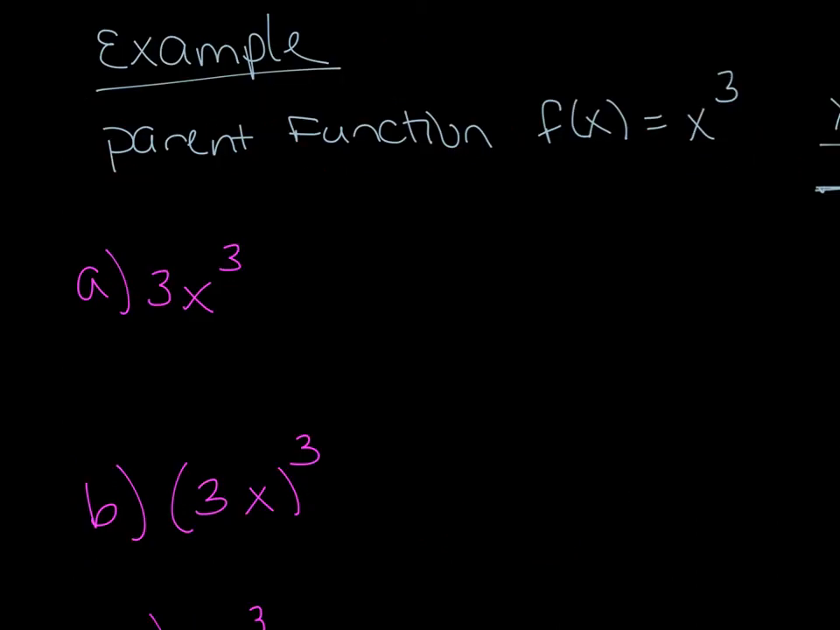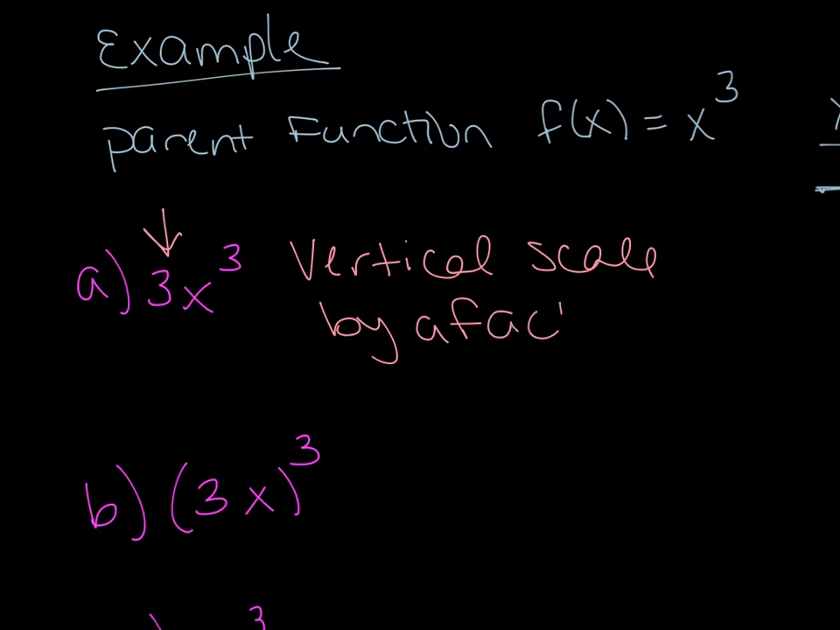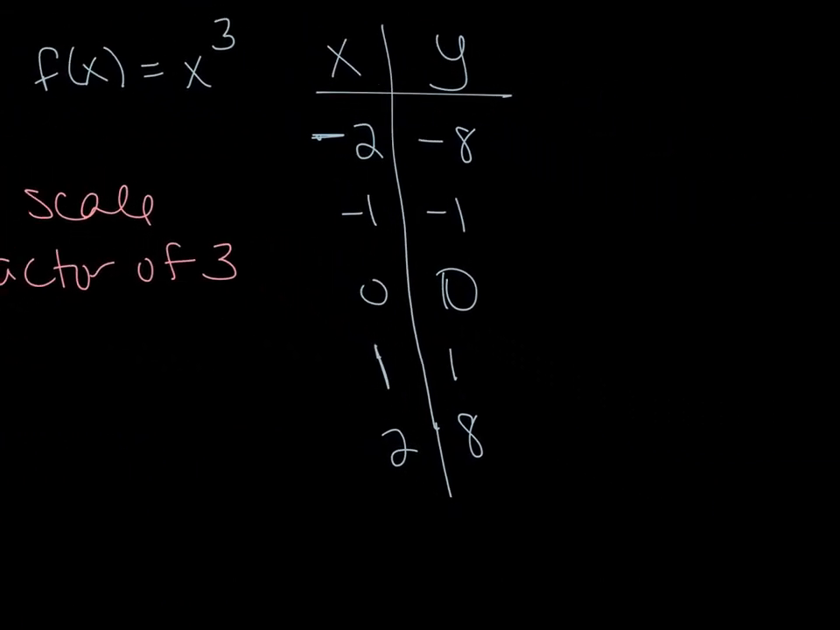So let's look at some examples and describe how these graphs are being transformed. The parent function in this case is going to be x cubed, which is this guy right here. And basically what we're going to do is manipulate x cubed by changing things about x cubed. For the first example, I notice first off that there's a number in front of my x cubed, and right away I think of a vertical scale by a factor of 3.